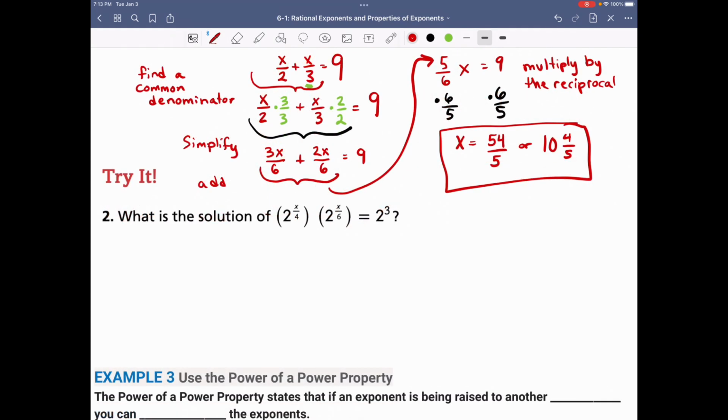Okay, now that you have had a chance to try this, I will go over the answer for the people at home. So these bases are the same. We will write this as 2x to the 4th plus x to the 6th, and that will equal 2 to the 3rd. Since they're the same base of 2, we can write the exponents equal to each other.